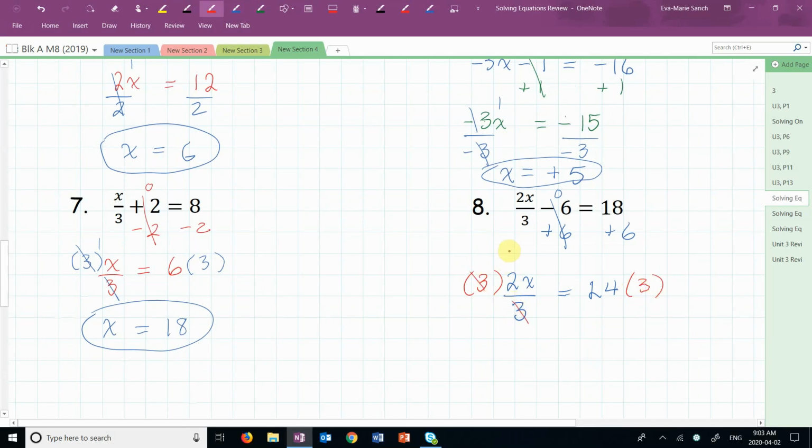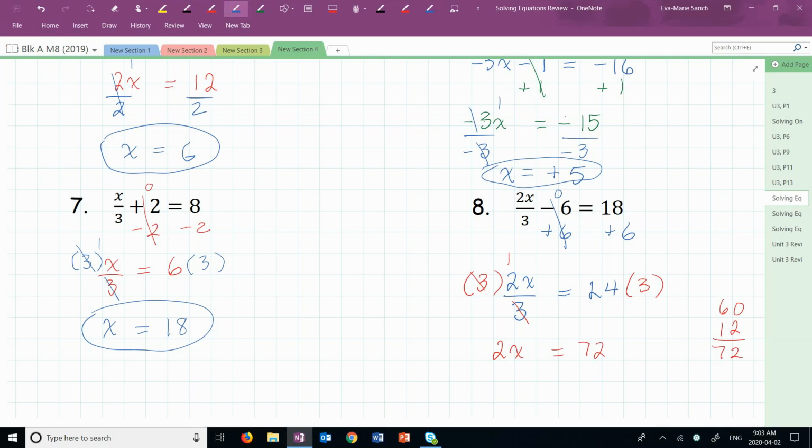3 divides by 3 to give you 1. 1 times 2x just simply gives us 2x. And 24 times 3. Well, it's a big number. If you don't have a calculator, you can just break it into steps here. 3 times 20 is 60, right? 20, 40, 60. And 3 times 4 is 12. Add them together and you get 72. So 2x is equal to 72.